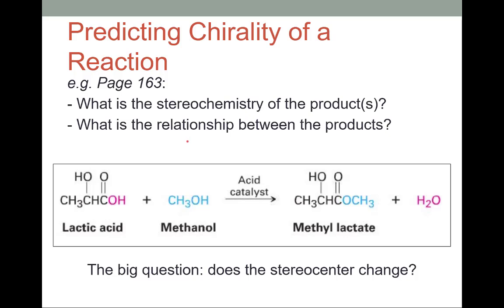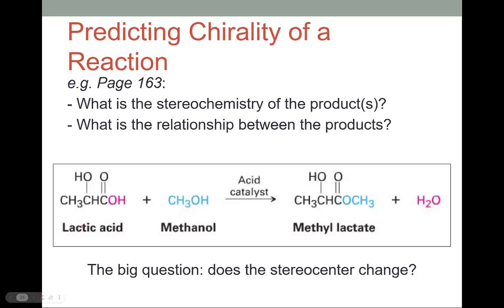the question here is, does the product have the same stereocenter or a different stereocenter than when I started? All right, so let's just look at this example. This is forming an ester. So the reaction of an alcohol with an acid, a little bit of catalyst will generate an ester. We'll talk about this reaction all over the place later on in the course. But the big question here is, does the stereocenter change?